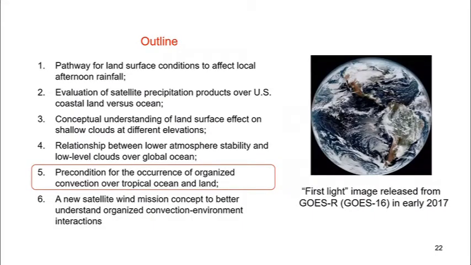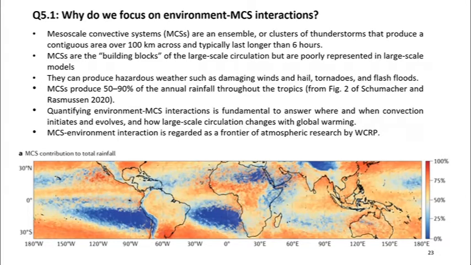Now, we move on to precipitation again, this time associated with organized convection over tropical ocean and the land. In particular, we focus on the interaction between environment and the mesoscale convective system, or MCS. MCS represents clusters of thunderstorms that produce a contiguous area over 100 kilometers across and typically last longer than 6 hours. They are very important for a variety of reasons, as listed here.